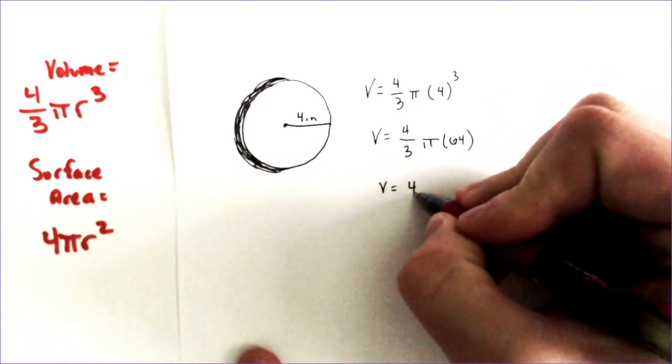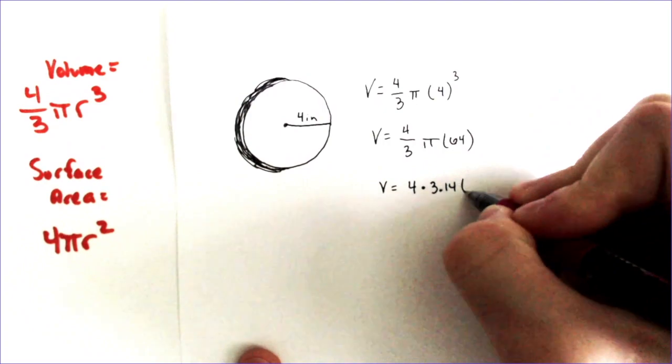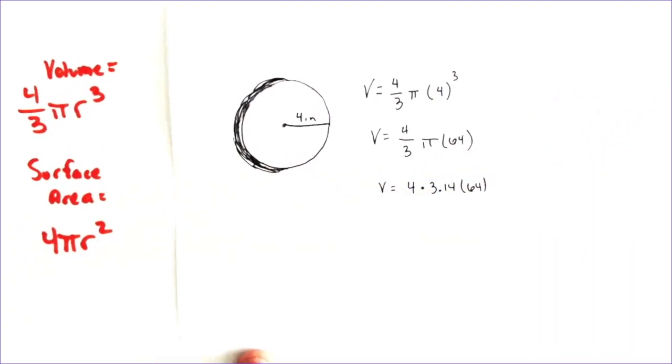So I'm going to do 4 times pi, I'm going to turn that into 3.14, times 64. I'm going to multiply those three things together, and then I'm going to divide by 3. 4 times pi times 64, I get 803.84.